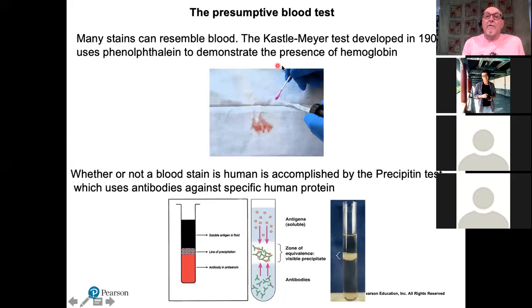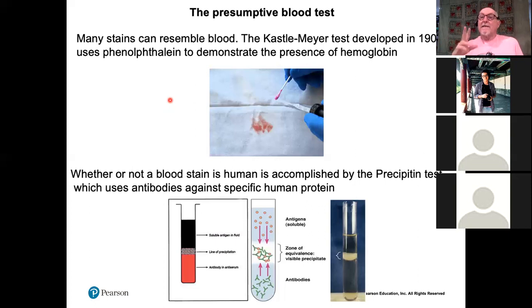And this test here, the Castle-Meyer test, named for two different people who developed it, uses a chemical called phenolphthalein. And phenolphthalein reacts with hemoglobin. In the presence of hemoglobin, it turns a bright red color, a reddish purple color. So the Castle-Meyer test is the presumptive test to show the presence of blood, and it is still used.